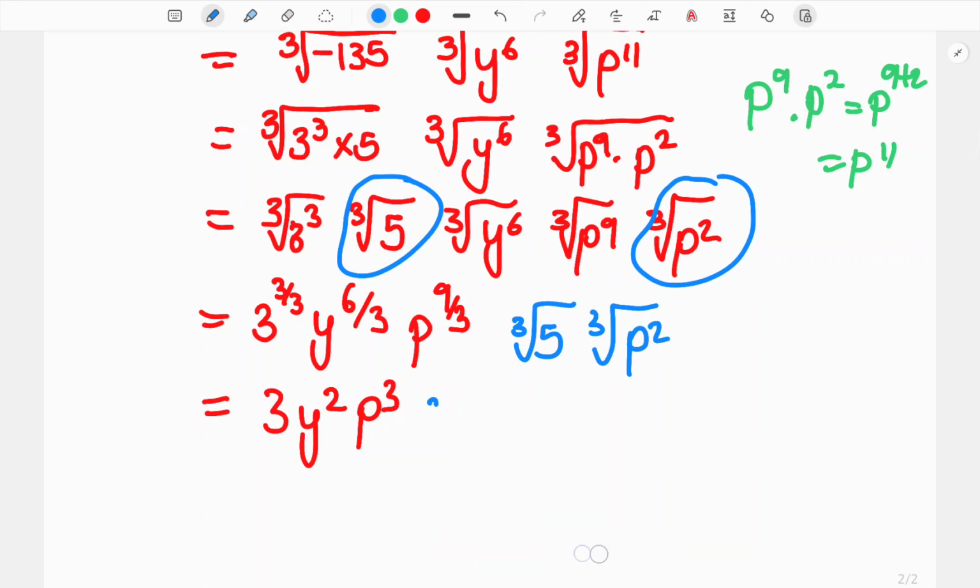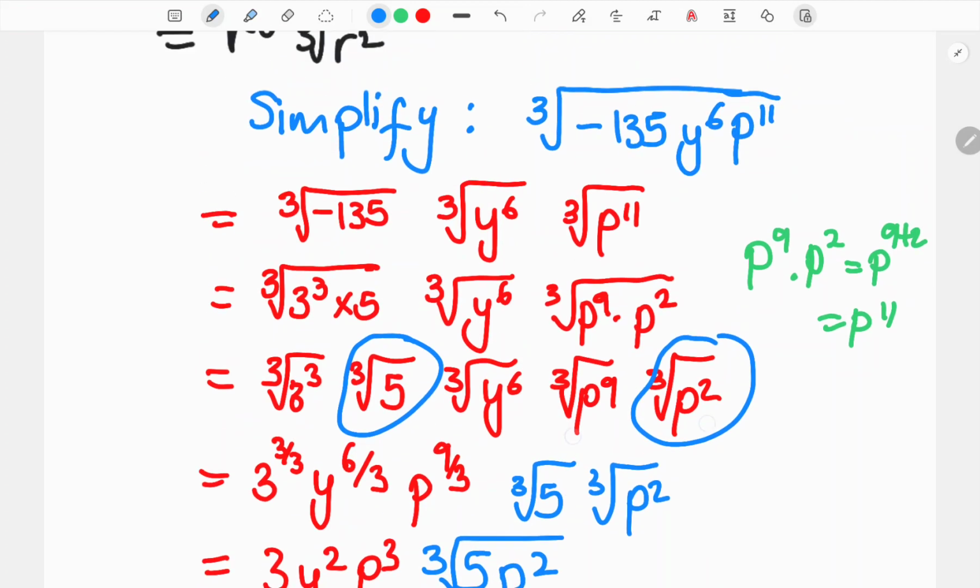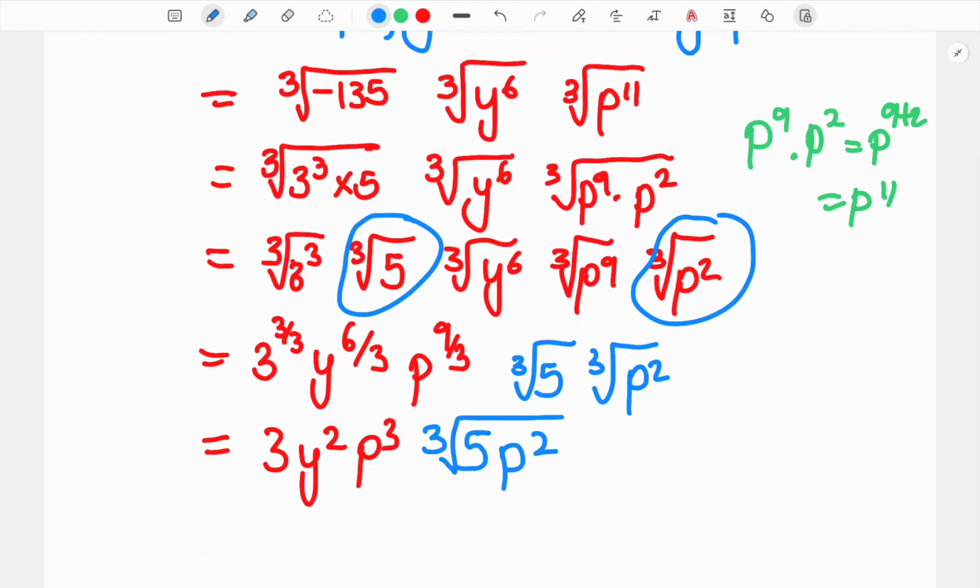Allow me to erase, I'm just cleaning up the screen. We can represent this to be the cube root of 5p to the 2, right? So this is how you get to solve this problem.